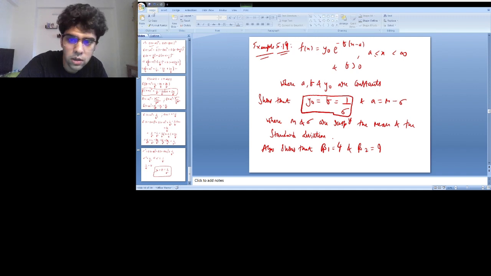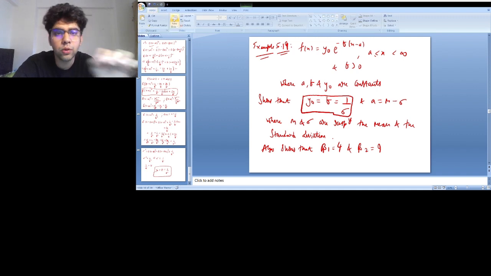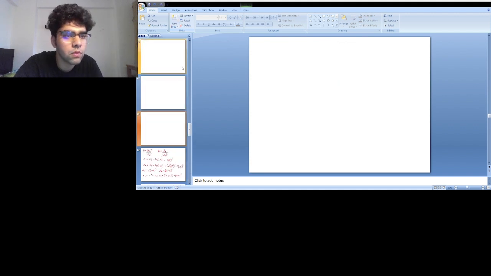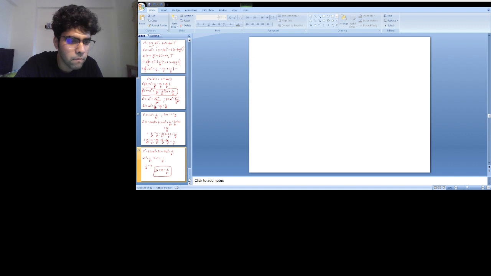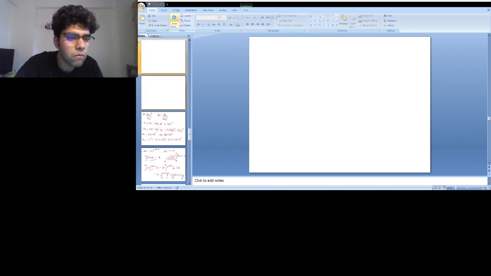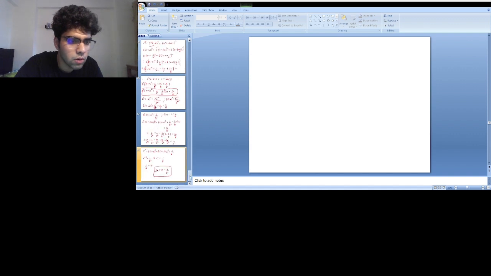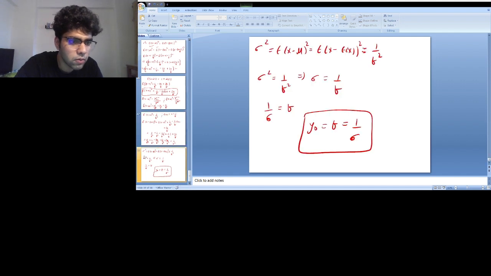So m is my mean, and A is equal to m minus sigma. Sigma was 1 upon b, right? So what just happened here? Can't seem to understand. What is happening? Why is my slide not being inserted here?